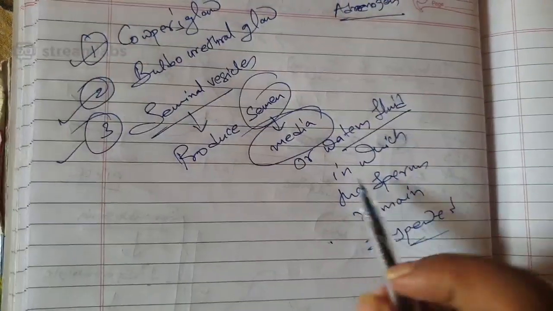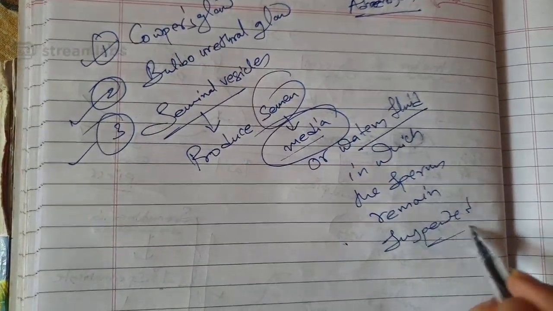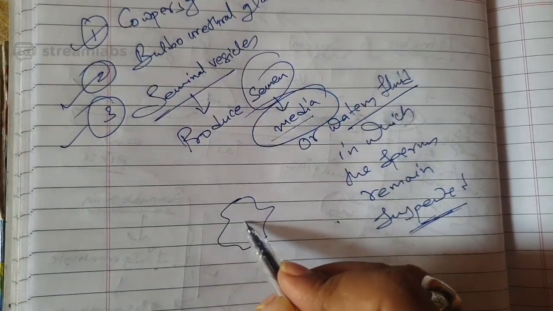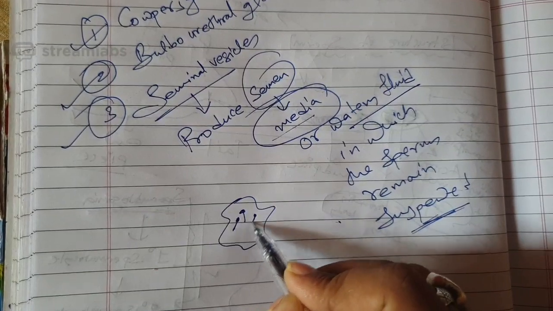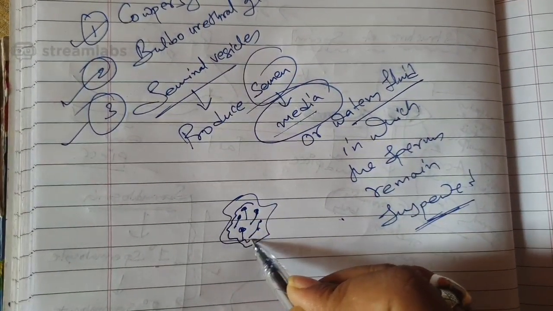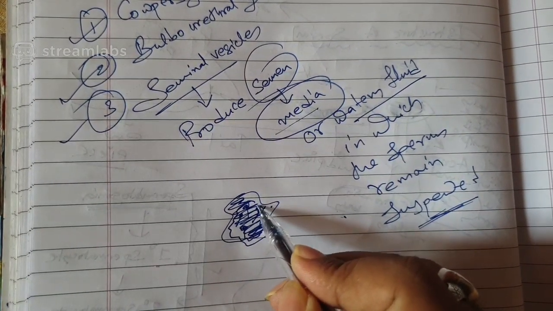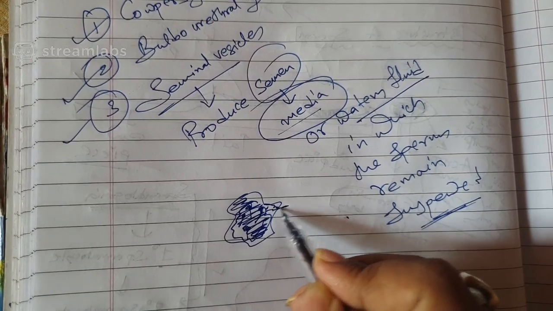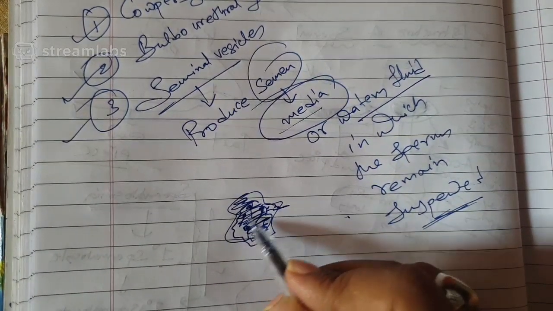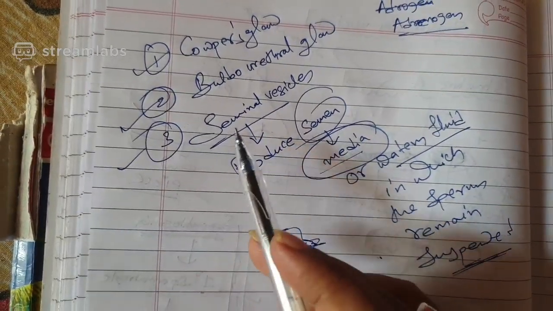But then what happens is they produce semen, a watery fluid in which the sperms are suspended. If you have ever seen semen, you will see that the white portion of the sperm is in the middle, and there is some watery periphery seen. That entire watery periphery in which the sperm is suspended is known as seminal vesicle fluid.